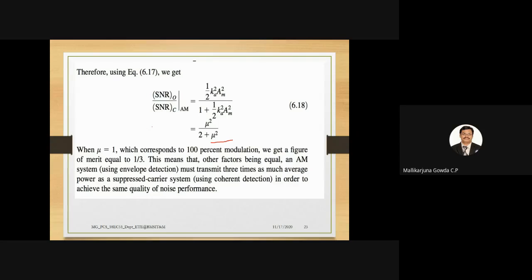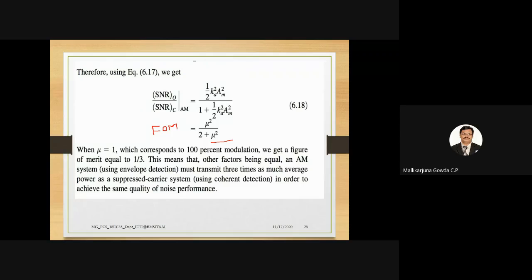Okay, so many times they will ask to derive or prove that the figure of merit for an AM receiver will be this. Yes, many times this has appeared in the exam. Figure of merit for the AM receiver, FOM, right? Which is equal to mu squared divided by 2 plus mu squared.